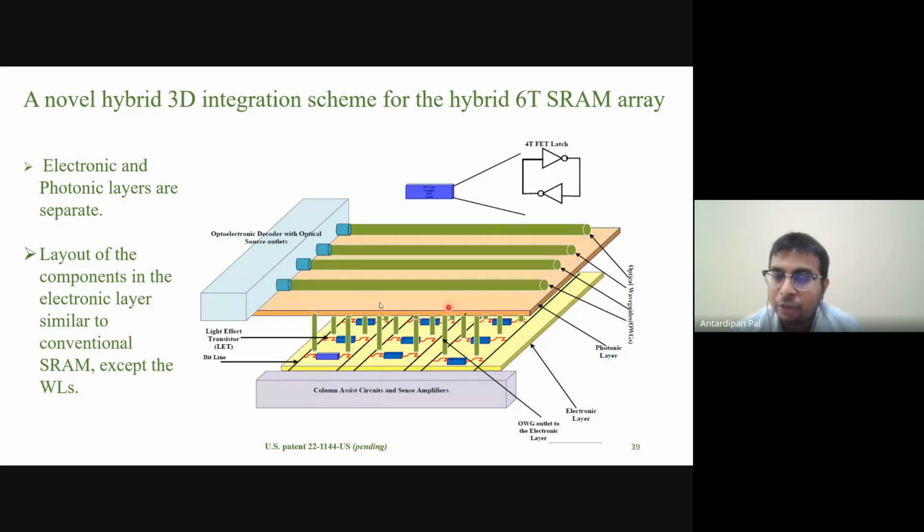And we have these optical waveguides in a different layer, what we call the photonic layer. This is just a cartoon, okay? This is the photonic layer, and we will have some openings. You understand the vias, right? In electronic circuits, in CMOS integration, a similar thing. Openings from the photonic layer into the electronic layer to illuminate these LETs. So this is the proposal or the conceptualization of the hybrid 6 transistor array in a nutshell.